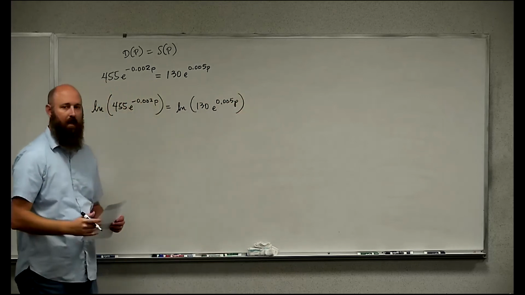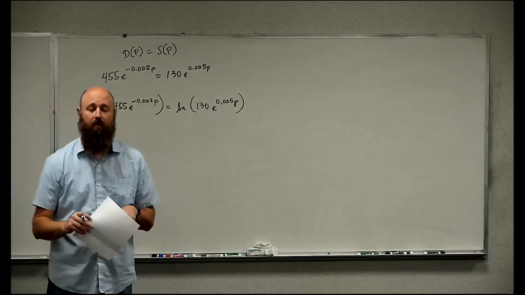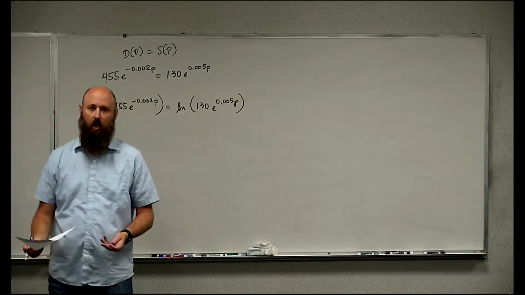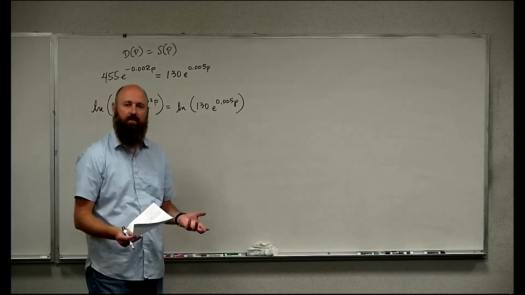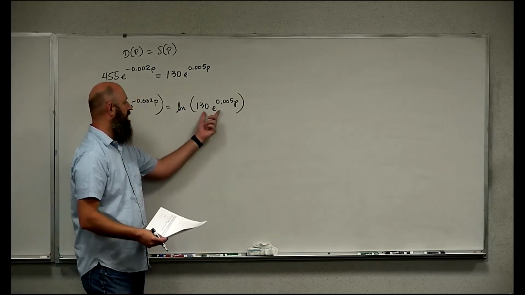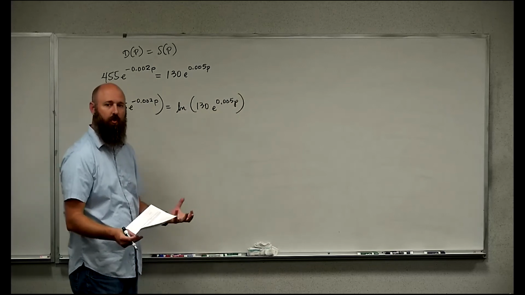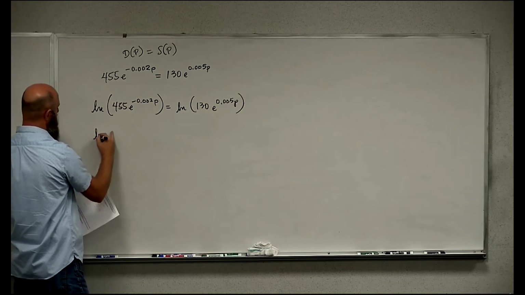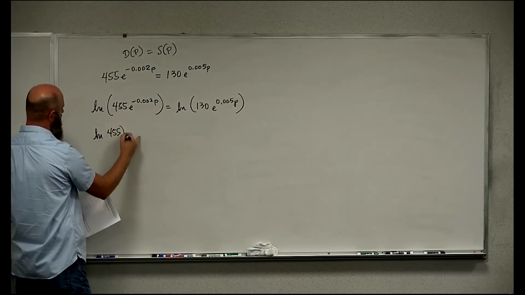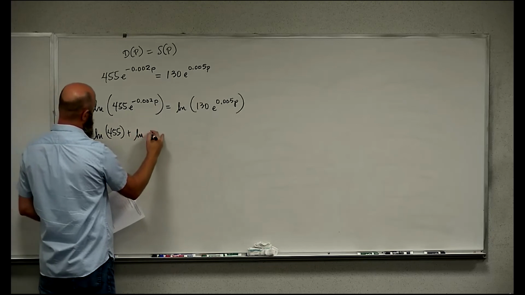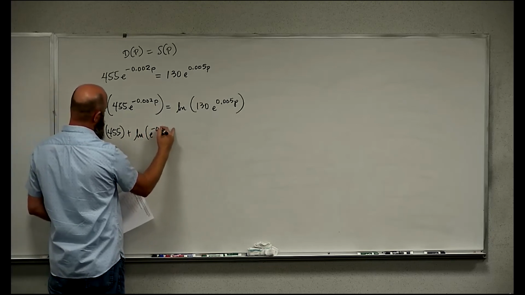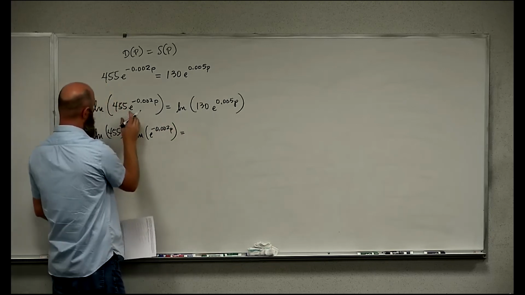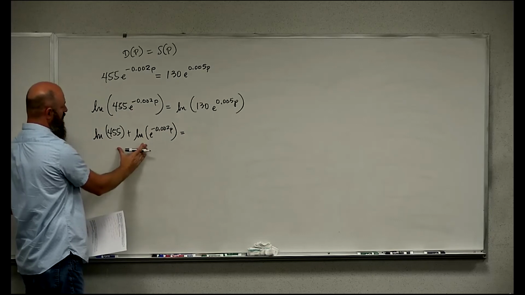Okay. Now, what we need to do here is remember some of our rules for logarithms. If we look at our expansion rules for logarithms, one of them says that if I have taken the log and have multiplication, I can turn that into addition. So I'm going to do that. Here I have multiplication, so I'm going to turn this into ln of 455 plus ln of e to the negative 0.002p. All right, so I took this multiplication and broke it into addition.